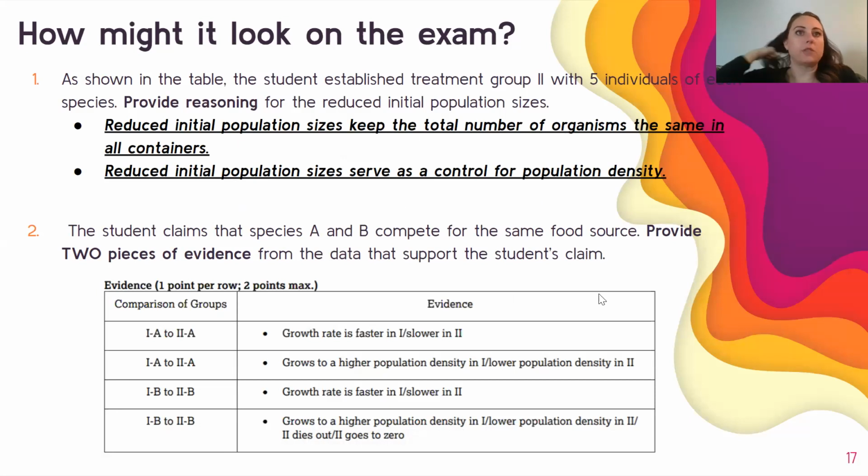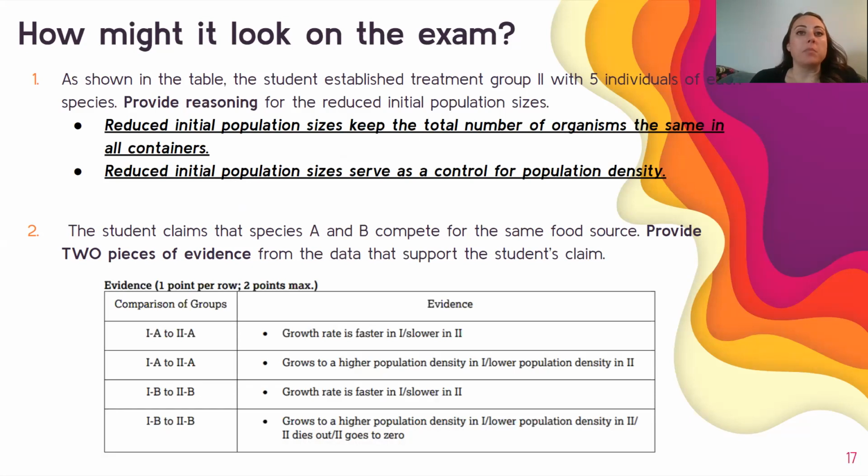Number 2 asks us for 2 pieces of evidence. And there's any number. When we're comparing A to A, the growth rate is faster in 1, and it's slower in 2. They must compete for the same food source, so because they're competing, they're not growing as fast. Maybe we see that A, you saw 1 went to 1,500 and 1 went to 1,400 in 2, and so because they're not as highly populated, it must be because they're running out of food.